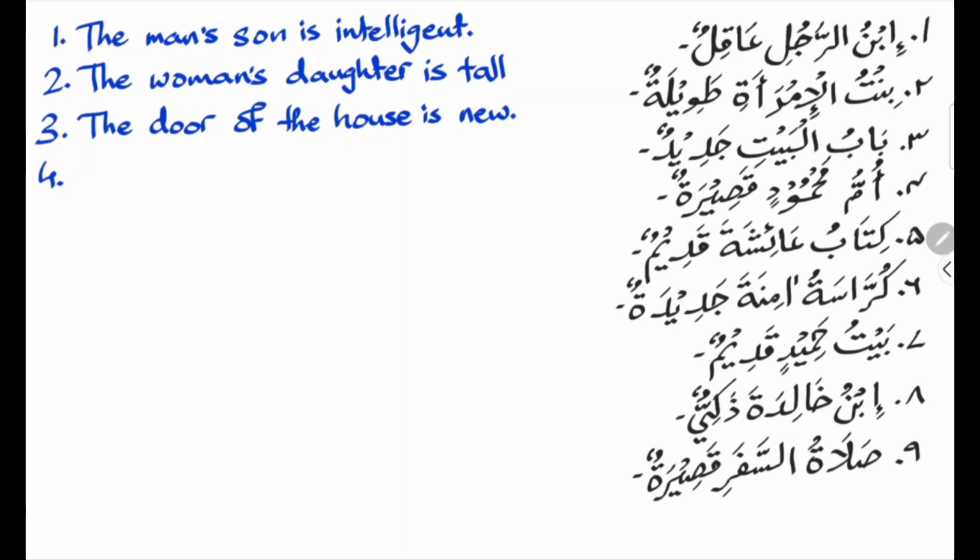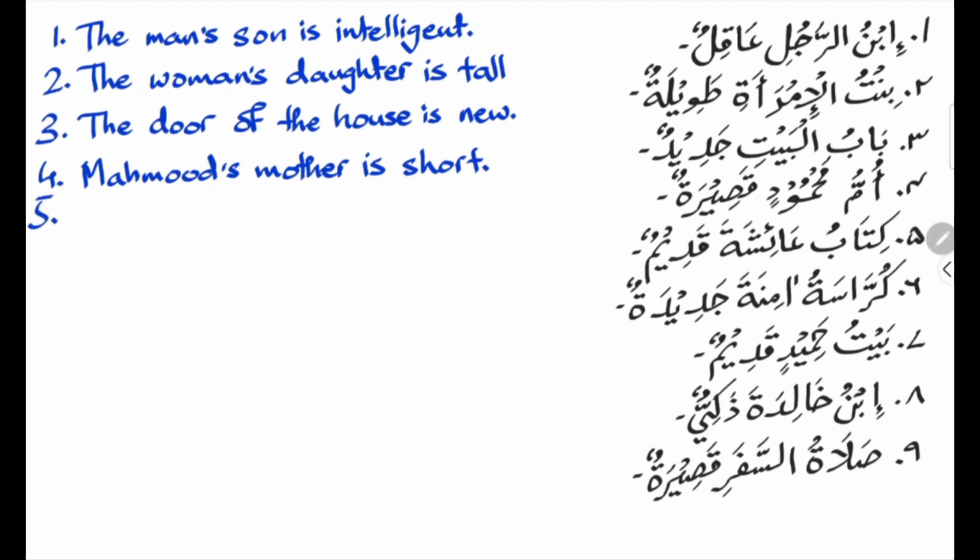Number 4, Ummu Mahmudin qasiratun. Mahmud is mudaf ilayh. Ummu is mother. It's the mudaf. Mahmud's mother is short. Again, notice how qasiratun is getting a round ta to make it feminine. Remember, we're not essentially talking about Mahmud, we're talking about his mother. So never get confused. Some people write Ummu Mahmudin qasirun, because they tend to look at Mahmud, which is the mudaf ilayh. When we talk about the predicate, we talk about the mudaf. Mahmud's mother is short, not Mahmud himself.